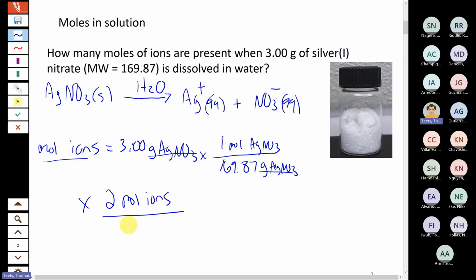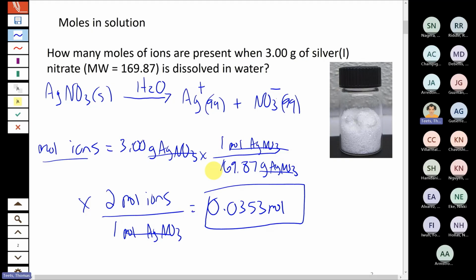But we have to remember to do this last step here. This is the one that many people would forget. So it's mostly a mass to mole conversion, but we're looking for total moles of ions. So we have to do this last step here and double it because there's going to be 2 moles of ions for every mole of compound we dissolve. So we get 0.0353 moles.